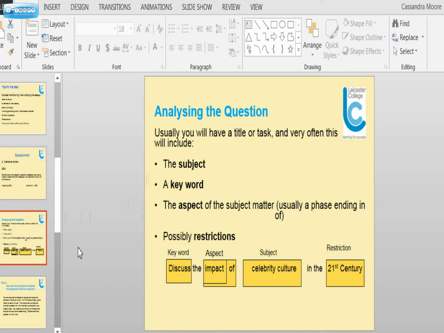We're going to come on to this next week, looking at exactly what literature reviews are all about. But for now, just start thinking about analysing the question, picking out keywords in tasks that you're asked to do, thinking about if there are any restrictions, such as dates that you've got to look at or answer something between.